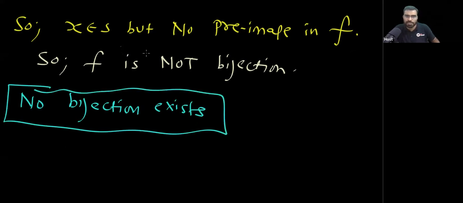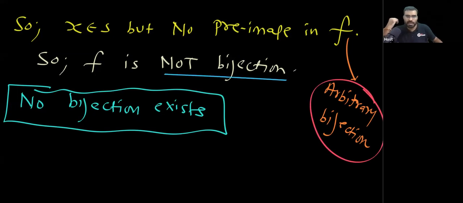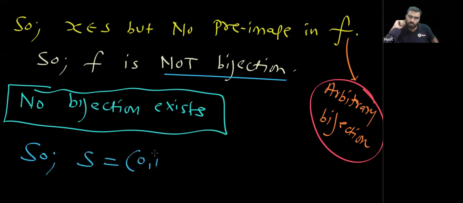Because remember, this F was arbitrary. We took an arbitrary bijection. For this arbitrary bijection, we have proved that it is not a bijection. And because of this, no bijection exists. And because no bijection exists, S, that is the set of reals between 0 and 1, is what? That is uncountable.